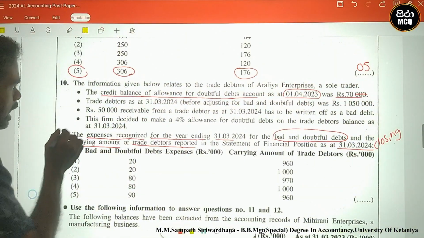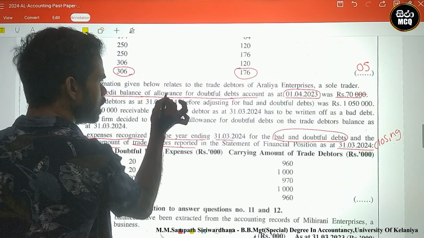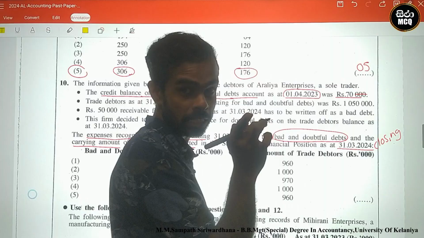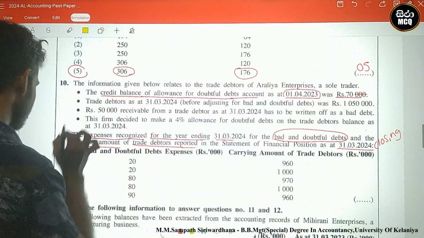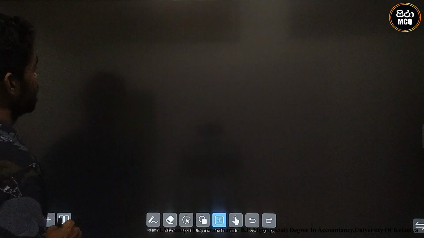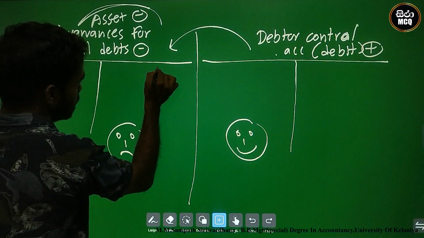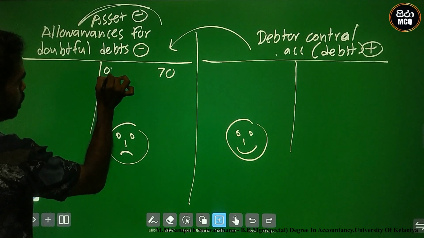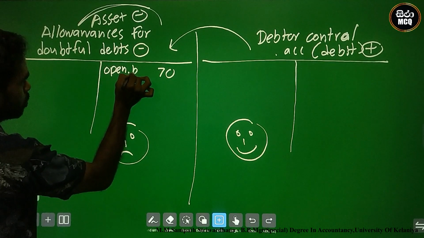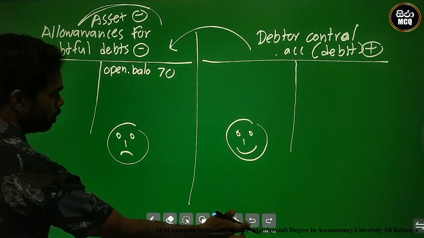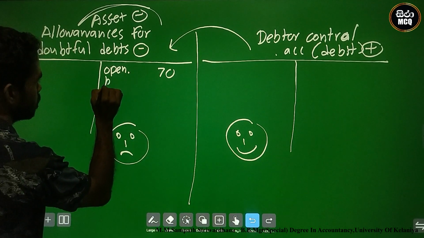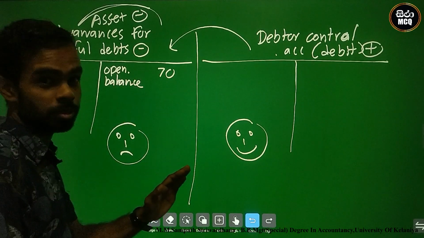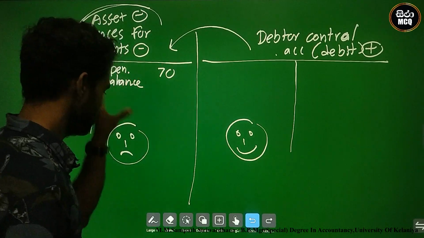What did they say? Credit balance of allowances for doubtful debts, 1st April 2023, opening, 70. Credit balance of allowances account. The 70 in allowances for doubtful debts is the opening balance. The opening balance is 70, the credit side. This is the plus side, this is the minus side.